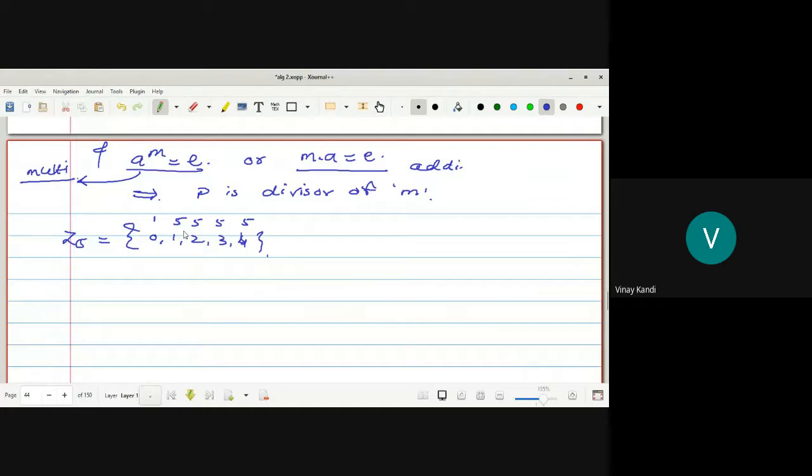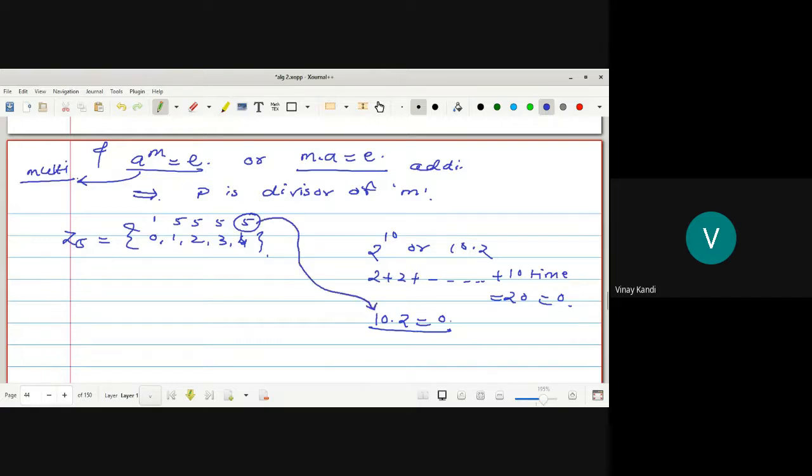Okay. Now, 2 raised to 10, that is, 10 into 2. What is the meaning of 10 into 2? 2 plus up to how many times? 10 times, which is equal to 20. Inside Z5, 20 is equal to 0. Okay, so here 10 into 2 is equal to 0. So this implies P is a divisor of 10. Okay, any doubt now?